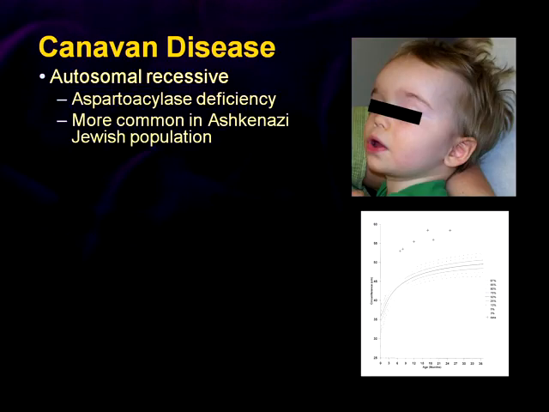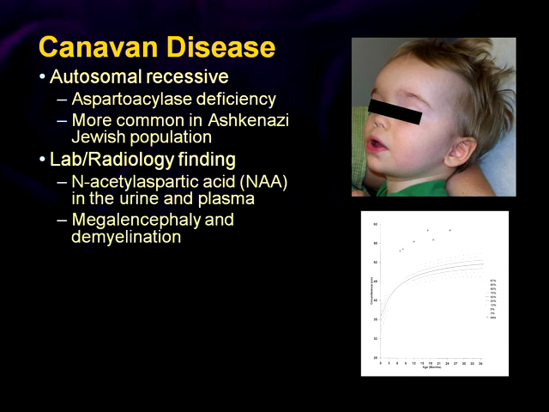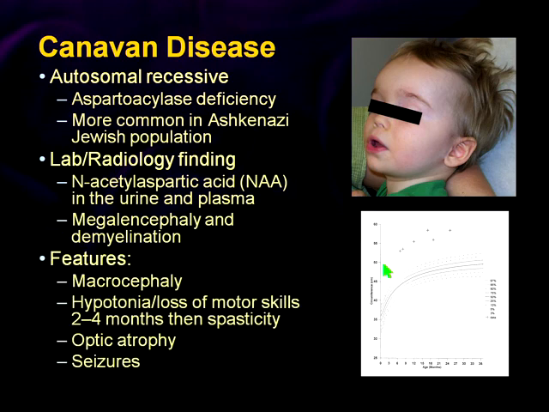Canavan's is autosomal recessive, aspartoacylase deficiency, and more common in the Ashkenazi population. When you look in the urine and plasma, you'll see an elevation of N-acetyl-aspartic acid, or NAA. These kids always have big heads, and you can see the growth chart here. The head circumference is way above the standard. Not only is their head big, but also the brain is big, and there's also evidence of demyelination. They can have hypotonia and loss of motor skills at 2 to 4 months, and then become very spastic, with optic atrophy and seizures.